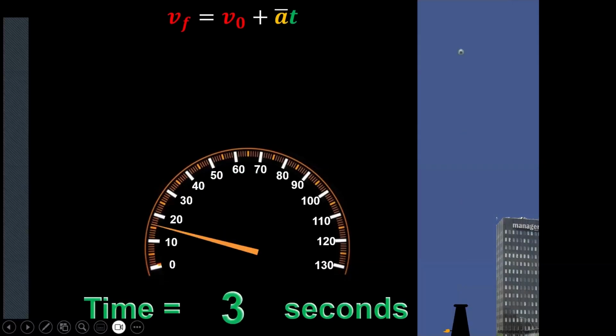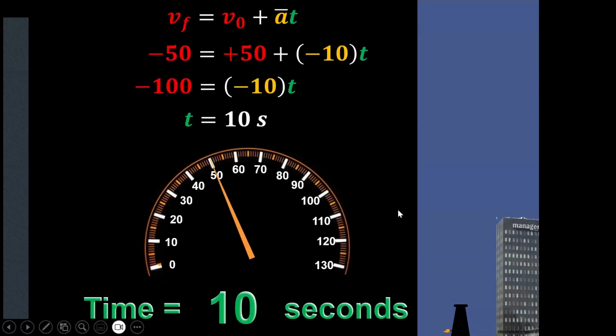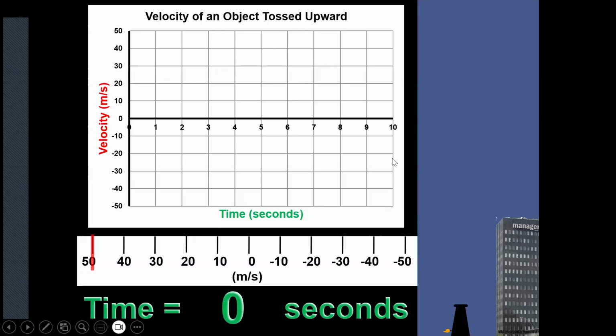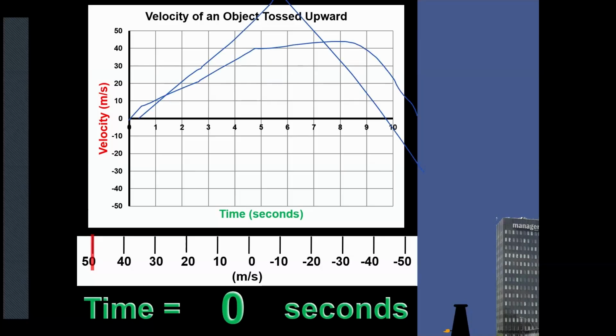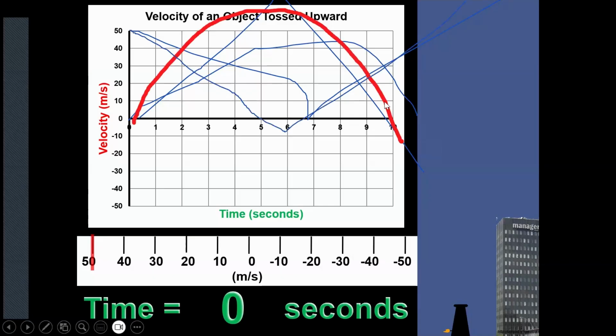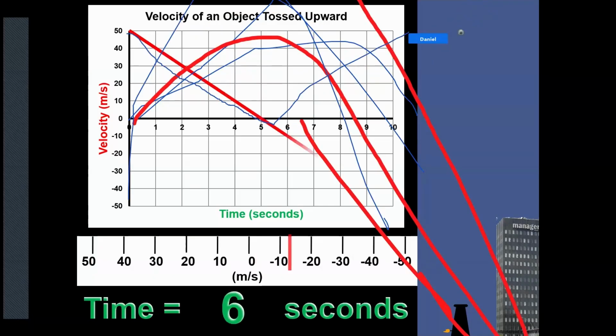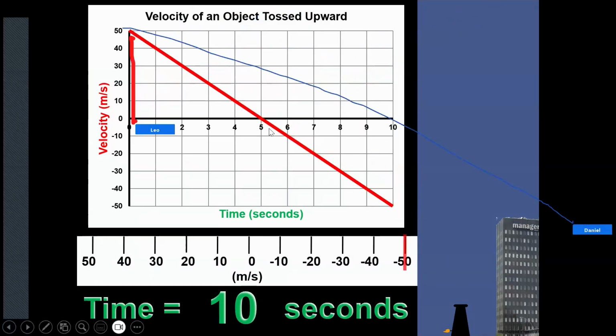Does it take more time to go up and down? Yes. If you draw the velocity versus time, how does it look? Can you estimate? A curve? Okay. What kind of curve? Something like this. I think it's like this. What happened? Why is it like that?